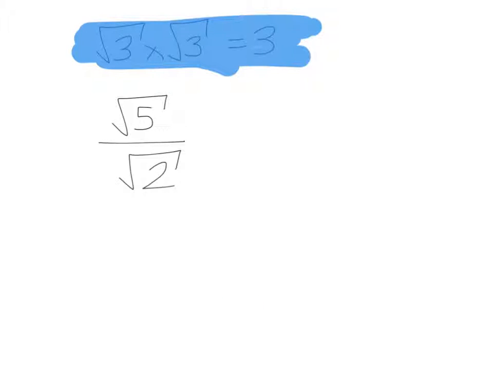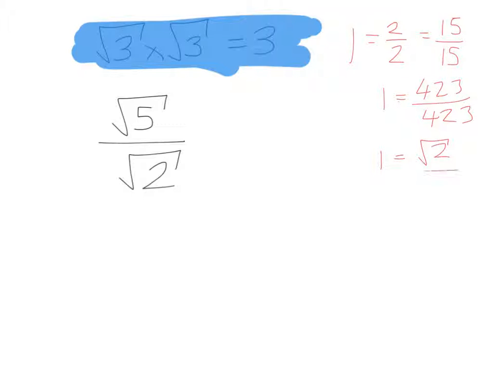Just a quick recap as well, I'm going to do this at the side. We can write the number 1 as a fraction. We can write that as 2 over 2, because 2 divided by 2 is 1. We can write 1 as 15 over 15. We can write 1 as 423 over 423. We can also write 1 as root 2 over root 2. And just another wee fact to recall: when you multiply anything by 1, you just get your original answer. You get your original question.